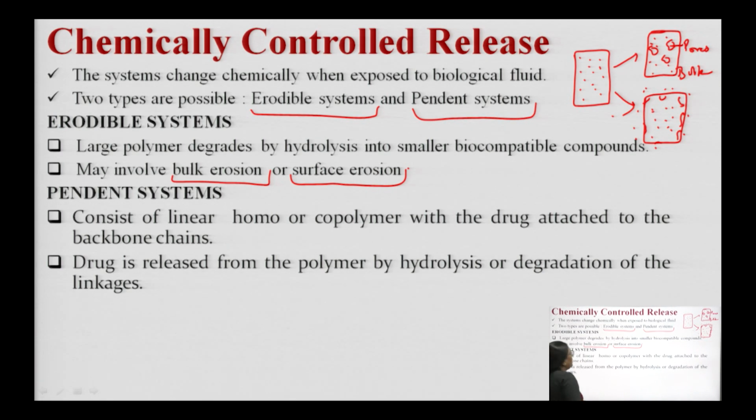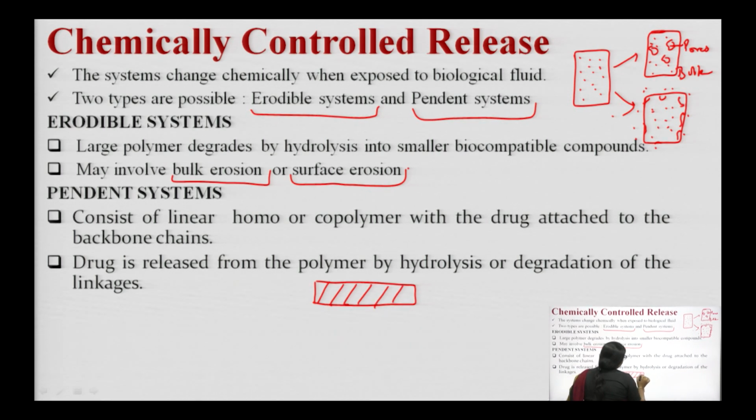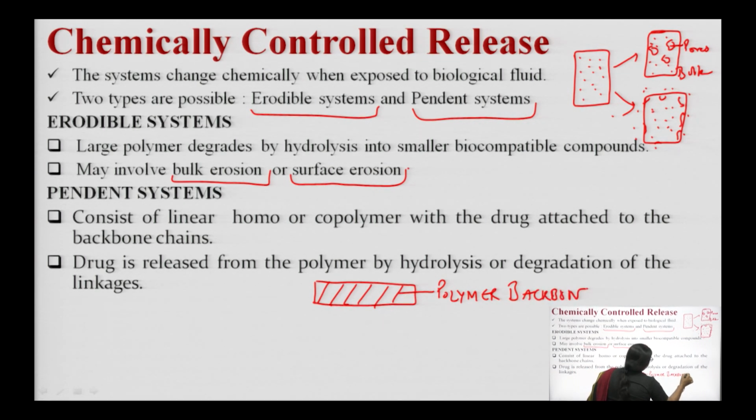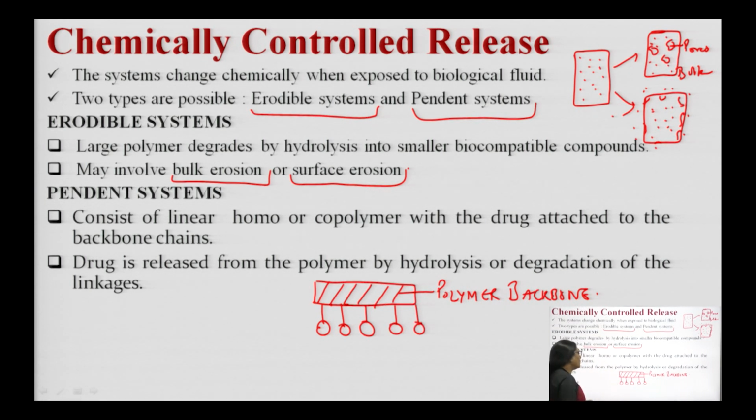Another type of chemically controlled release systems are the pendant systems. Pendant systems are so called because here the drug hangs on to the polymeric backbone just like a pendant. So, we have a backbone of the polymer. This is the polymer backbone, and the drug is held on to this polymeric backbone with the help of certain bonds which are hydrolyzable bonds.